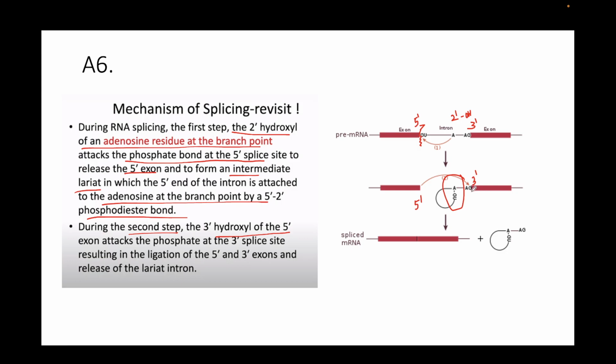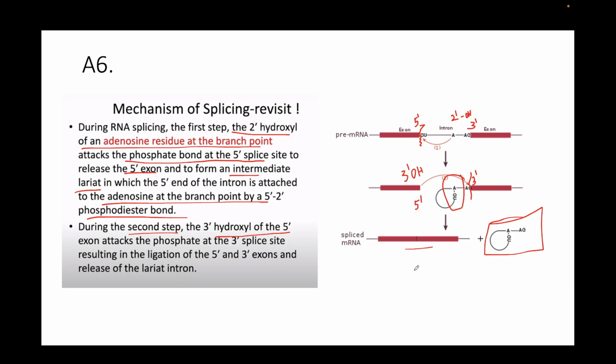So at the point of the 3' splice site, the 3' OH group from here attacks the 3' splice site and breaks the phosphodiester bond here. After that, another lariat-shaped intron is released, and the spliced mRNA is joined together.